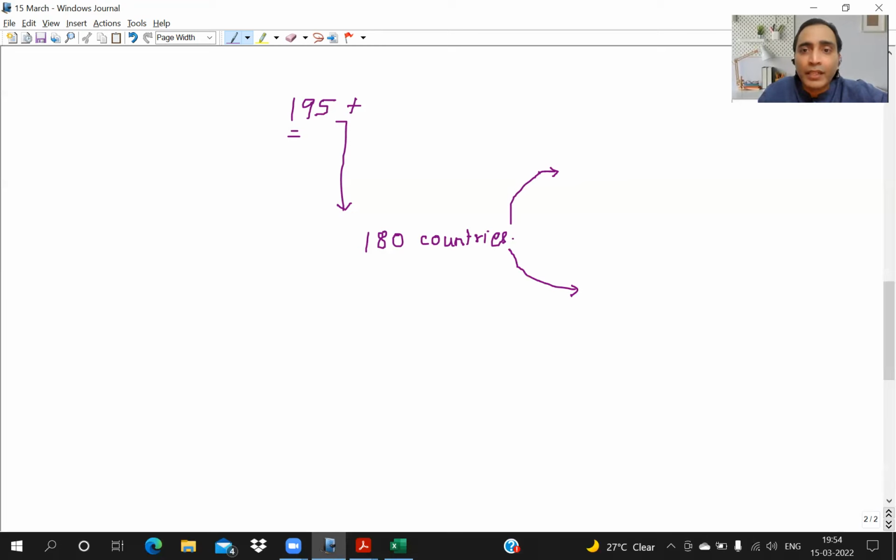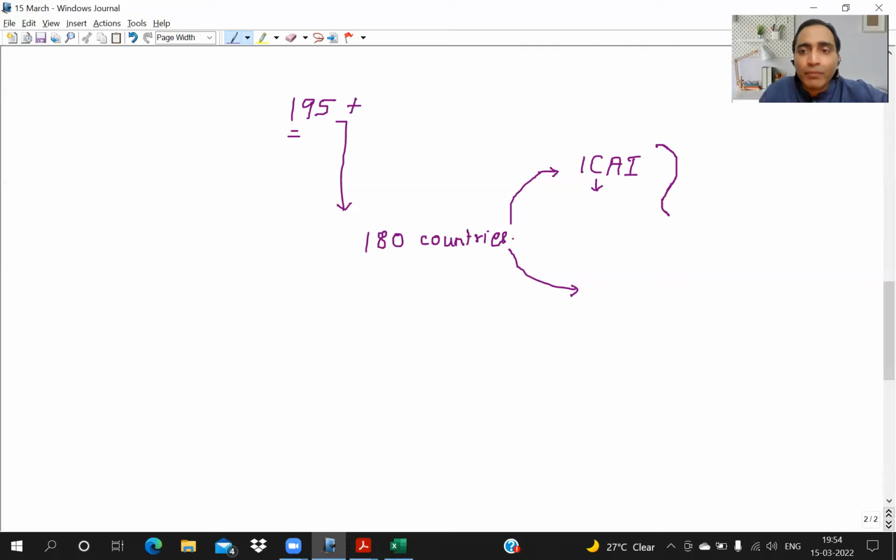Like in India, we have the Institute of Chartered Accountants of India. Okay, so ICAI, the Institute of Chartered Accountants of India, has been created under an act of the parliament. This is the central professional body which regulates the accountancy profession in India. Similarly, we have such accountancy bodies in each of these 180 countries.